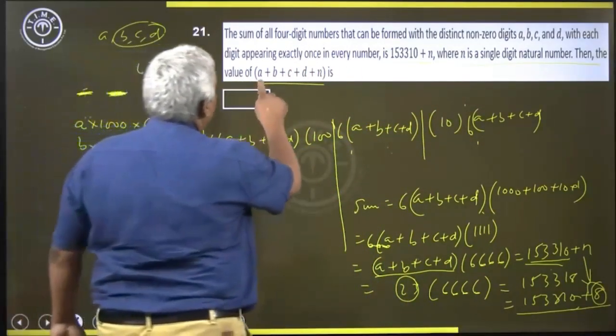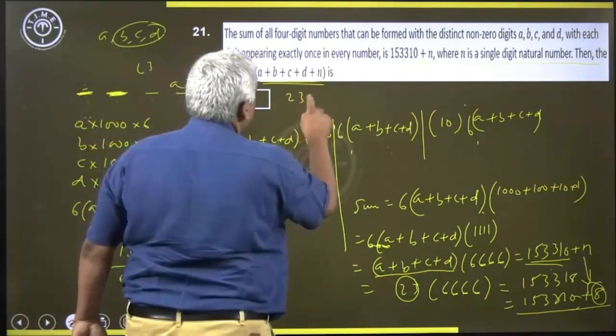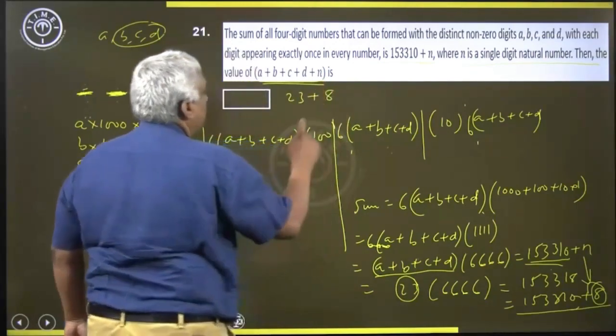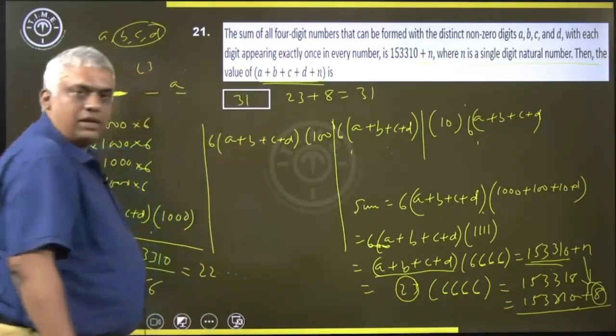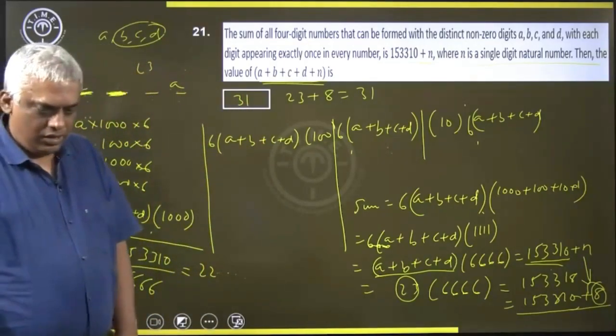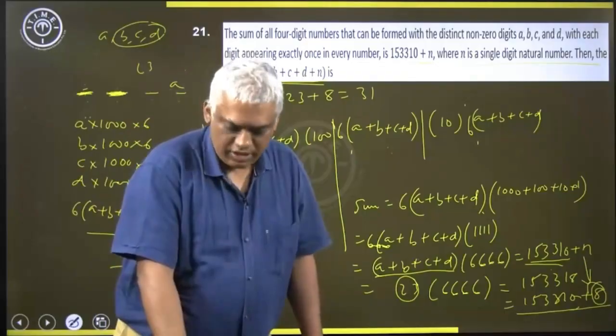So the answer for A plus B plus C plus D will be 23 plus n, which is 8, so the answer will be 31. So 31 is the answer for this. Let's move to the next question. I hope this is clear.